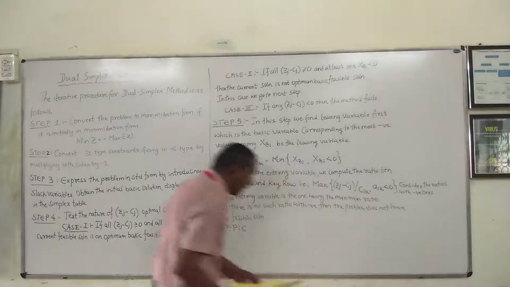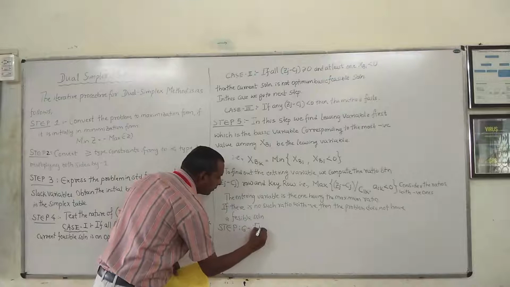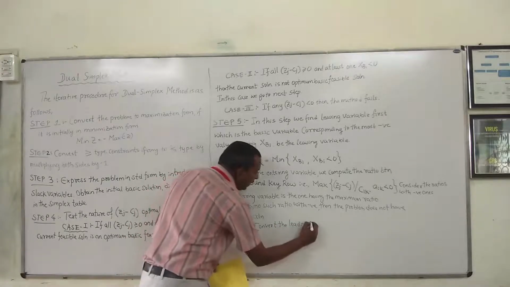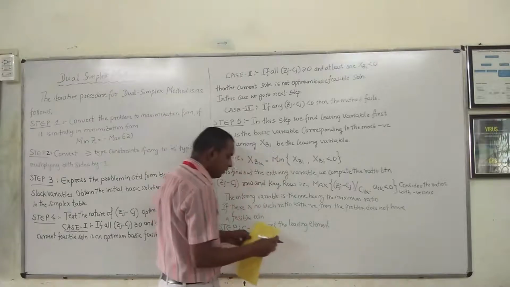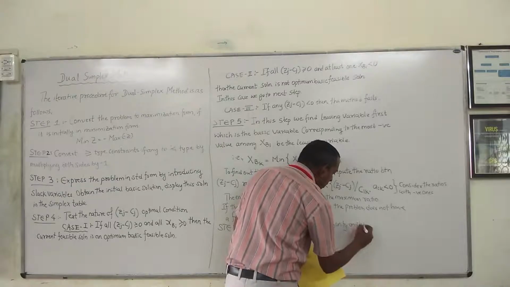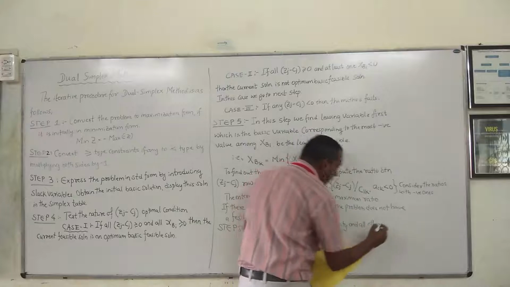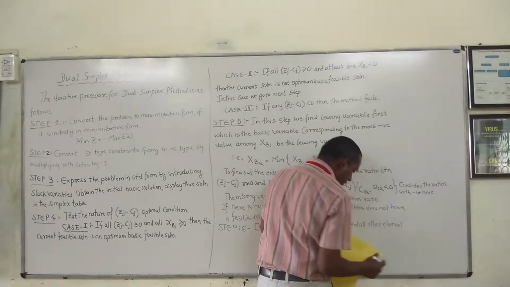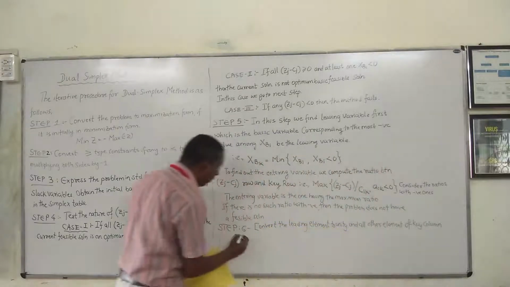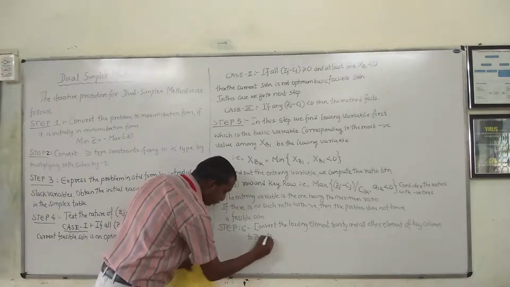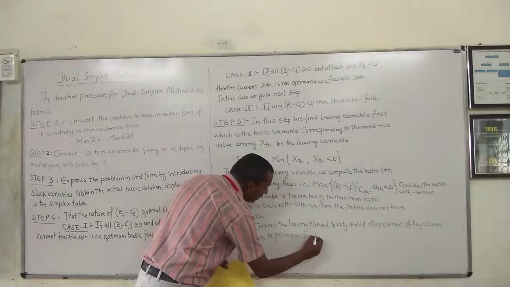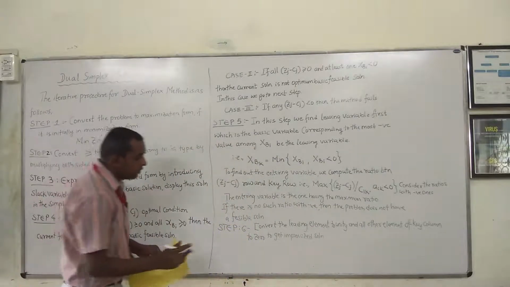So what happens in step number 6? Convert the leading element to unity, and all other elements of the key column to 0, to get the improved solution. Fine. So step number 7.